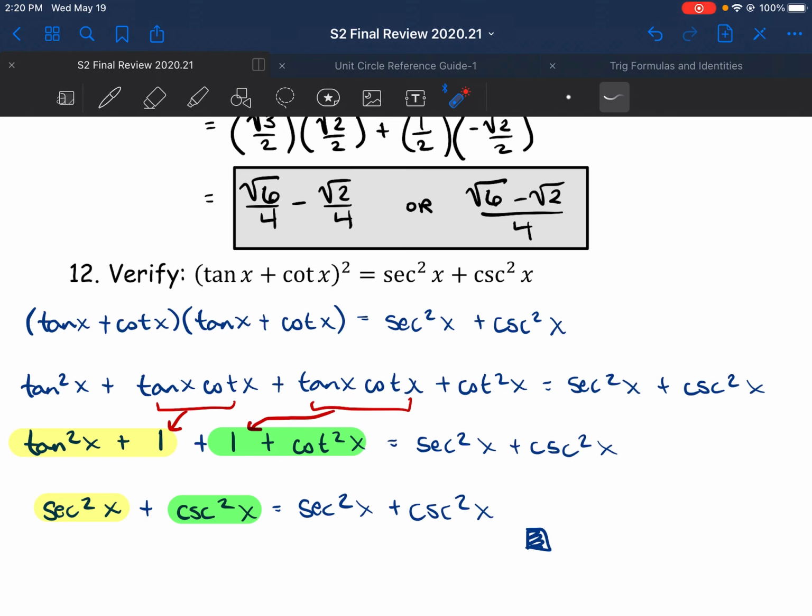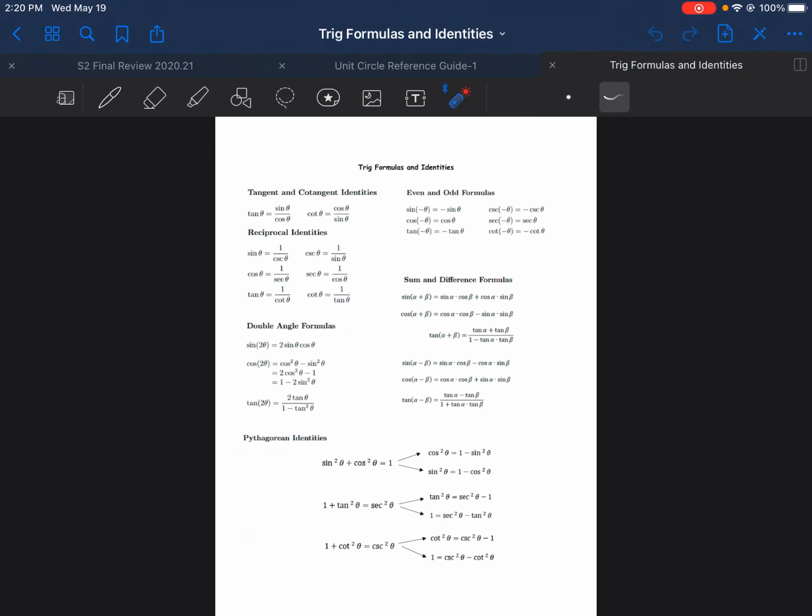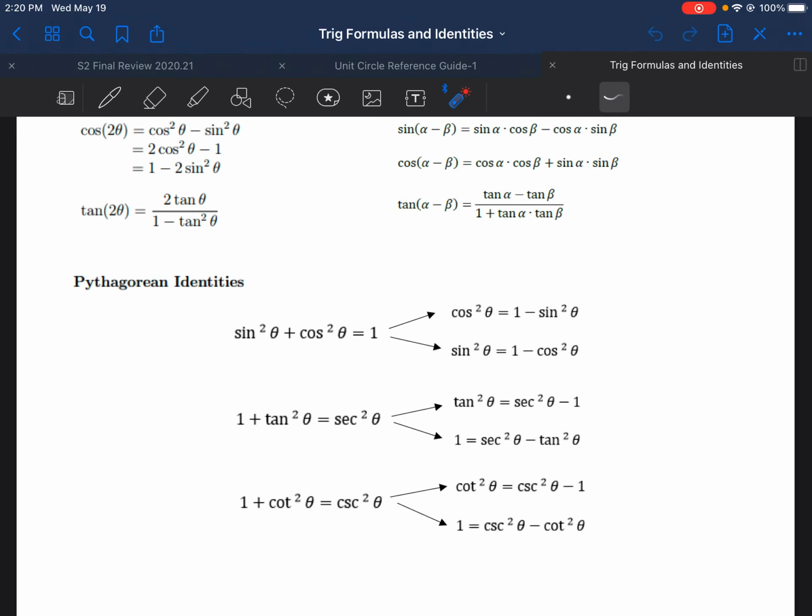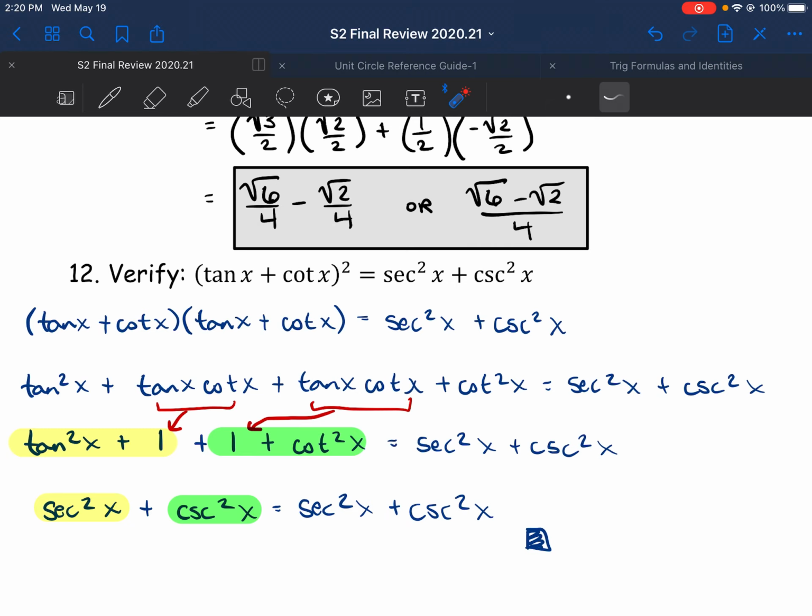And if you look at your trig identities, the Pythagorean identities, tangent squared plus 1 is secant squared, and 1 plus cotangent squared is cosecant squared. Those are right down here. Tangent squared plus 1, secant squared, cotangent squared plus 1, cosecant squared. But that's exactly what we wanted to prove in the first place. So we are done, end of proof, end of our verification, and we can move on.